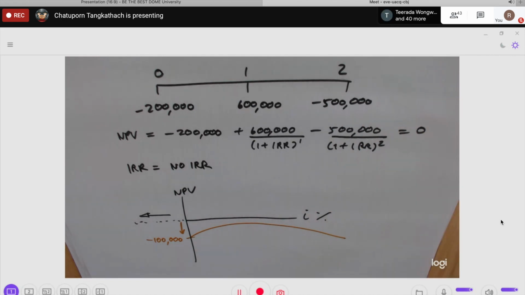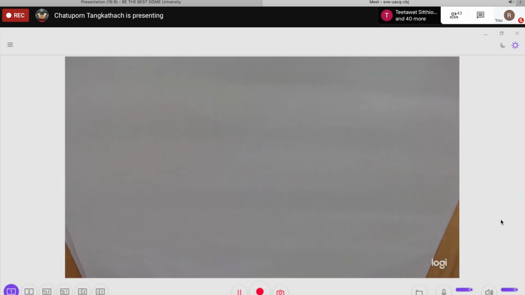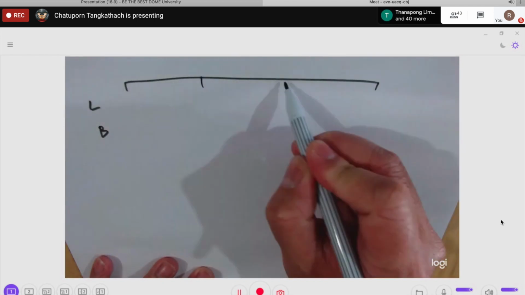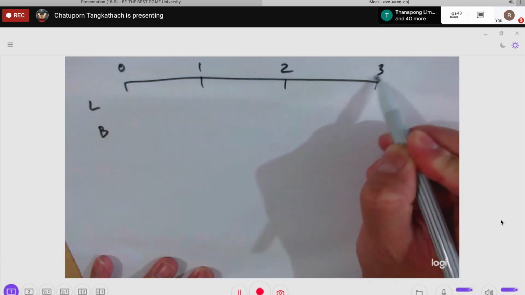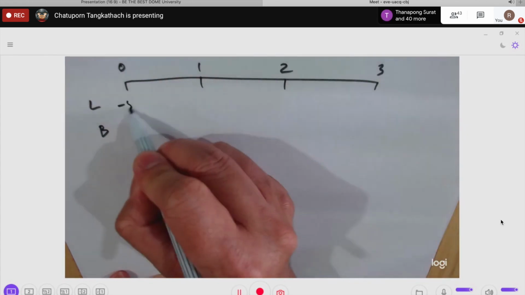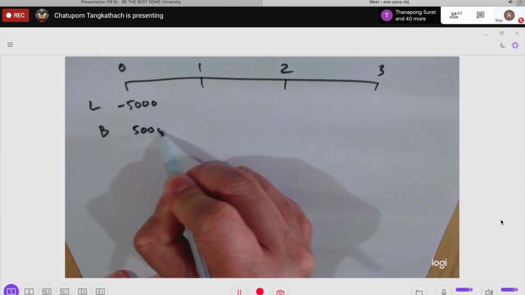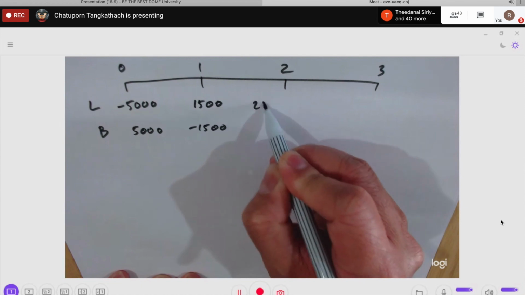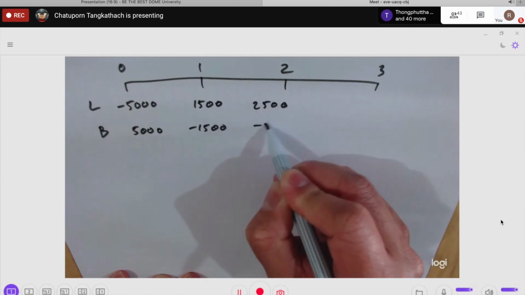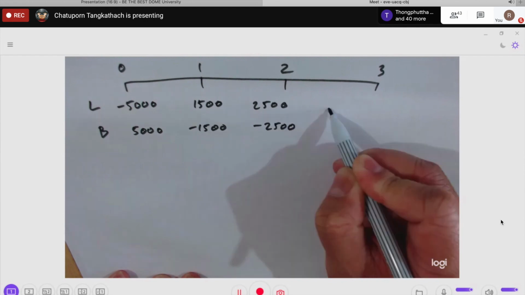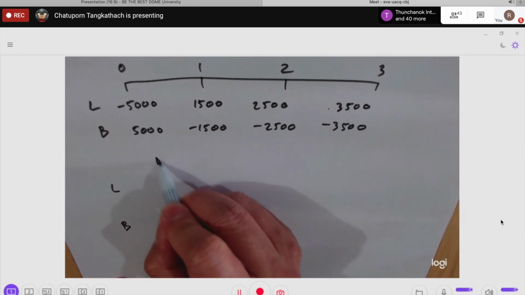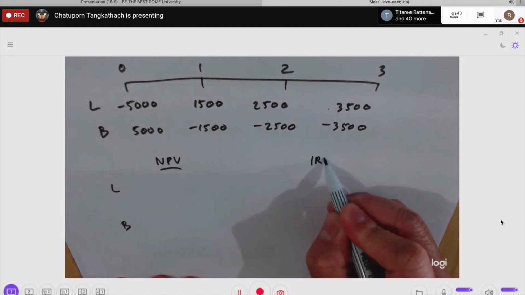Okay, then please look at the next example. I provide you two projects, L and B. Now, for this one, what I want you to compute is not to draw the NPV profile. But for these two projects, the cash flows are actually the same, except the signs are different. For project L and project B, I would like you to calculate NPV and calculate IRR.